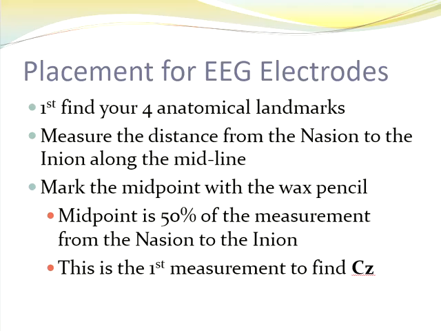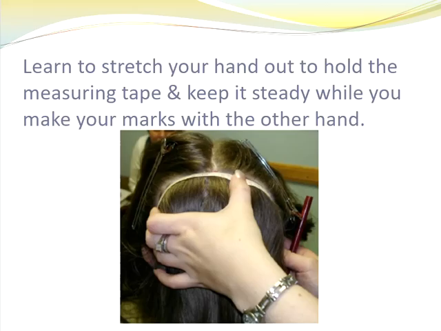So the first thing you've got to do to apply your electrodes is find your 4 anatomical landmarks. The first absolute measurement you're going to do is from nasion to inion, which is the bridge of the nose all the way back to that ridge on the back of the head, and you're going to go straight back. The one thing you're going to have to learn how to do is stretch your hands along the measuring tape to keep it steady, so that your zero line stays lined up with where you want it to be, and it holds the measuring tape in place because you're going to make marks along the measuring tape.